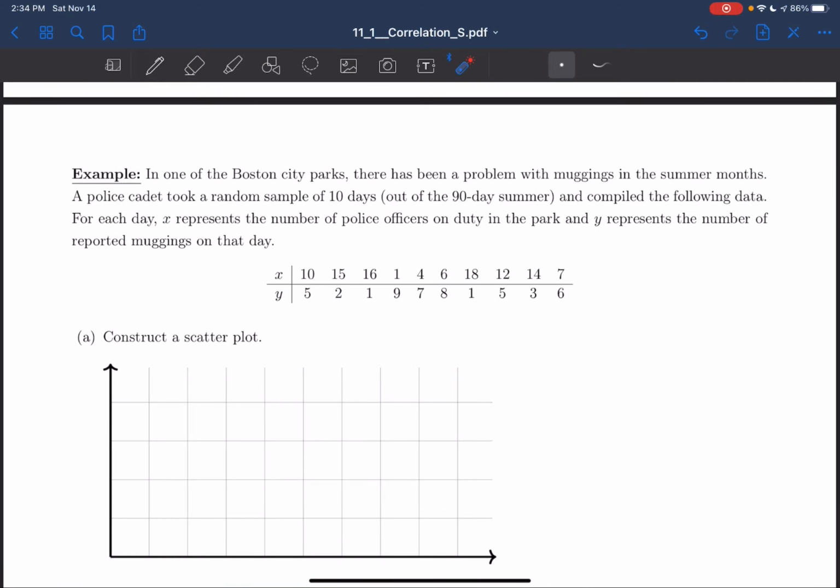Here is one of the Boston City parks. There has been a problem with mugging in the summer months. A police candidate took a random sample of 10 days out of the 90-day summer and compiled the following data. For each day, X represents the number of police officers on duty in the park, and Y represents the number of reported muggings on that day.